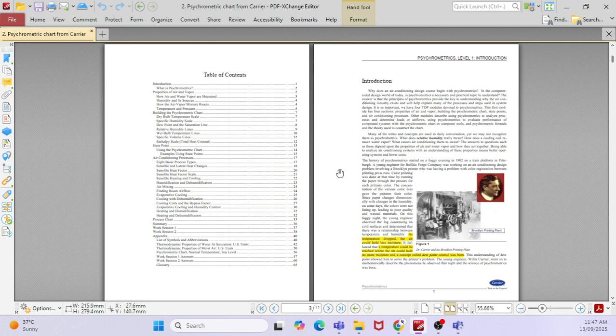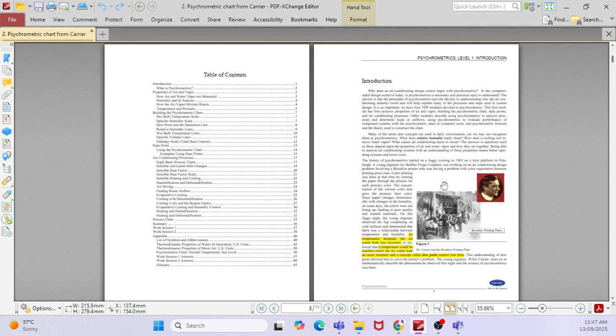If you go further, you can see what the introduction is. The introduction is about the psychometrics and the history of the psychometrics. Why does the air conditioning design course begin with psychometrics? Whenever we study air conditioning, we start with psychometrics. That is very, very important. In the computer aided design world of today, psychometrics is a necessary and practical topic to understand. It is very much important for us to understand each and every property.